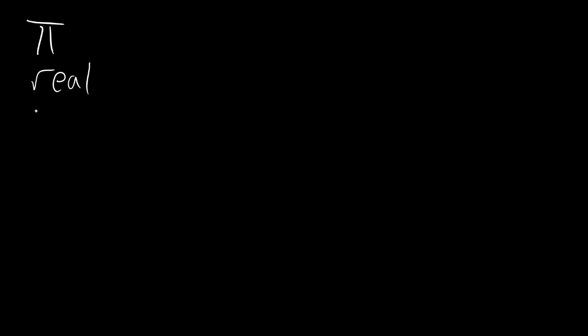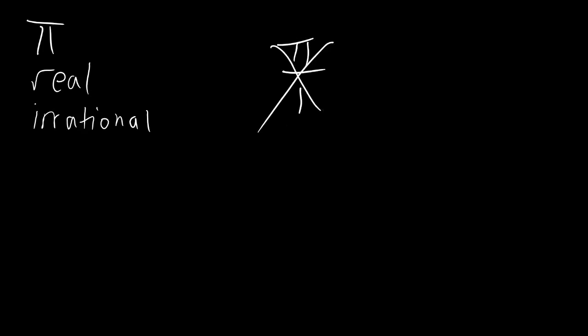It's also an irrational number because it cannot be written as a fraction. You can't do pi over 1. That does not count. Pi cannot be written as a fraction. It's a non-terminating number, which means that it does not end, right? It's 3.14159. It does not stop. And it also does not repeat.